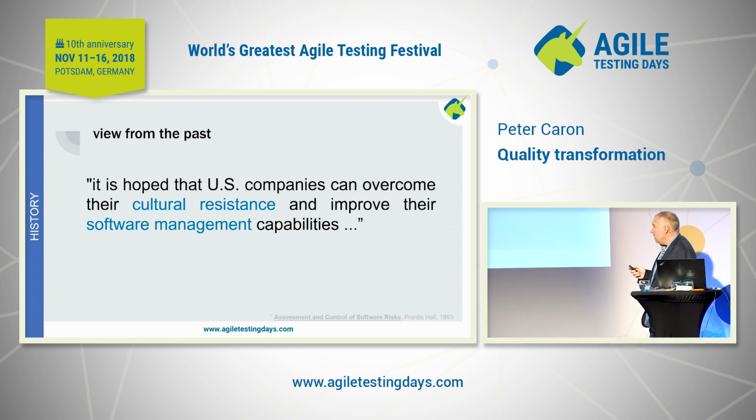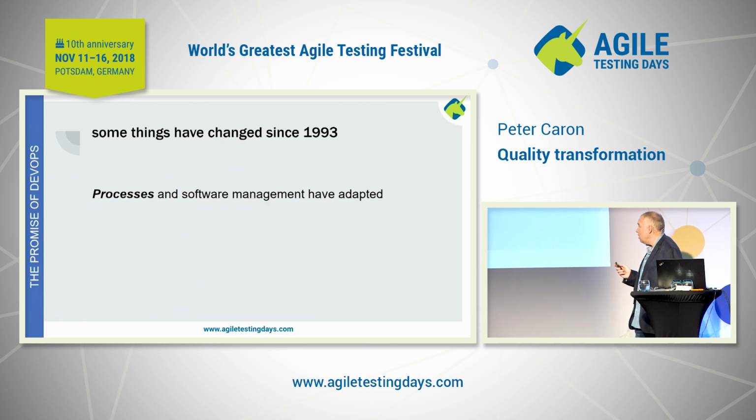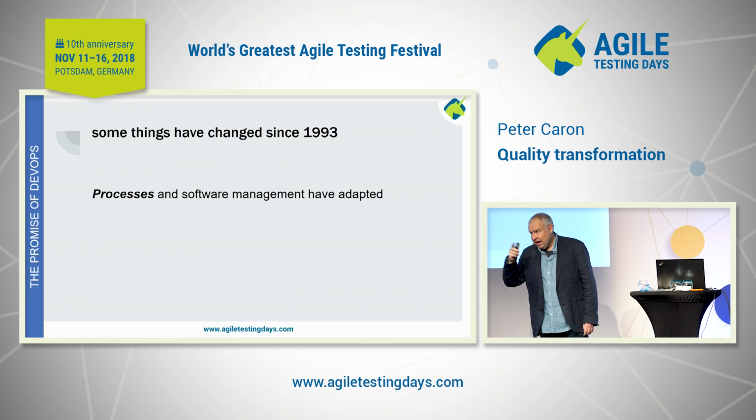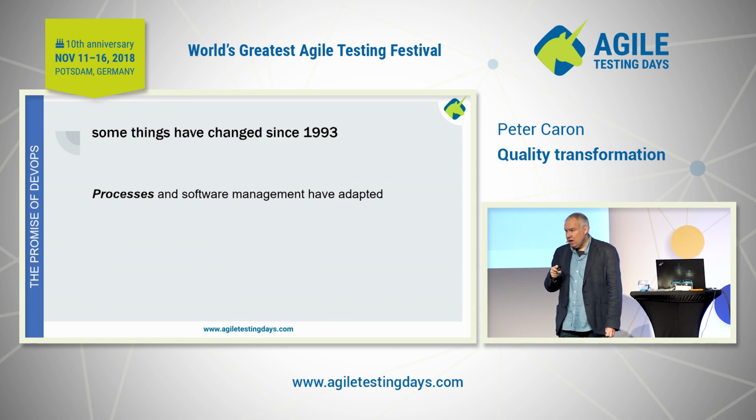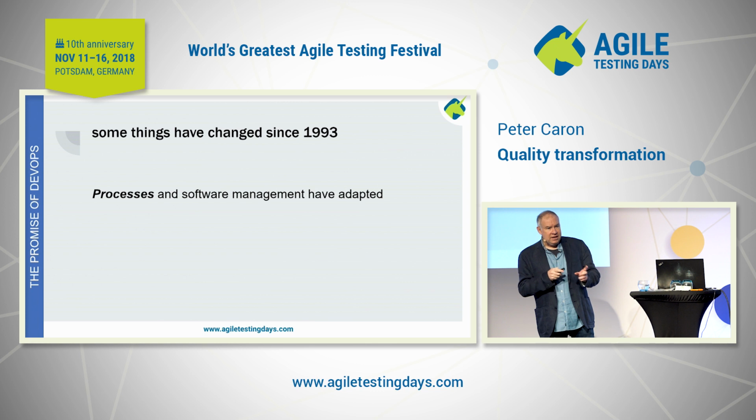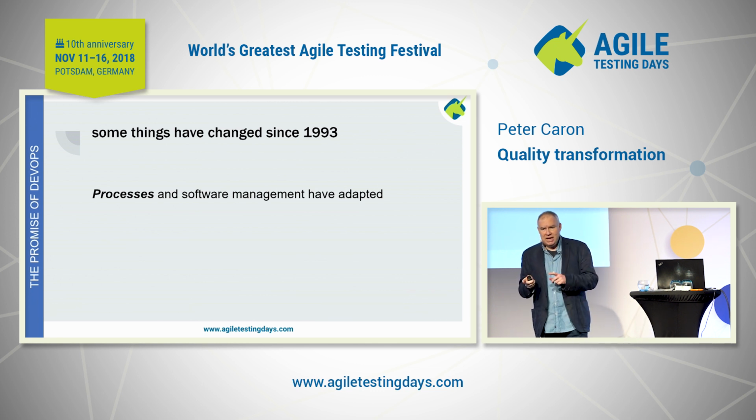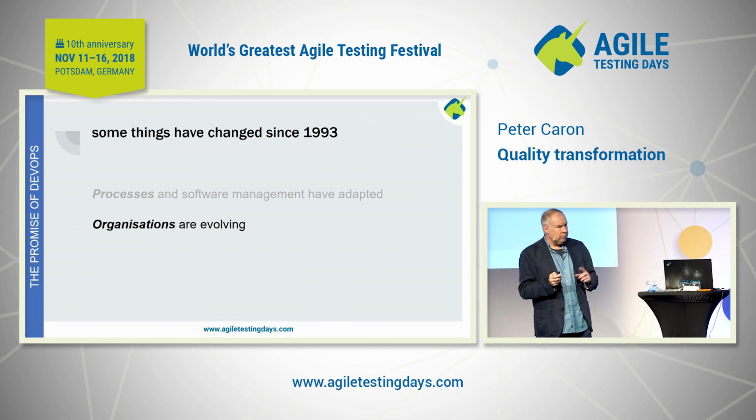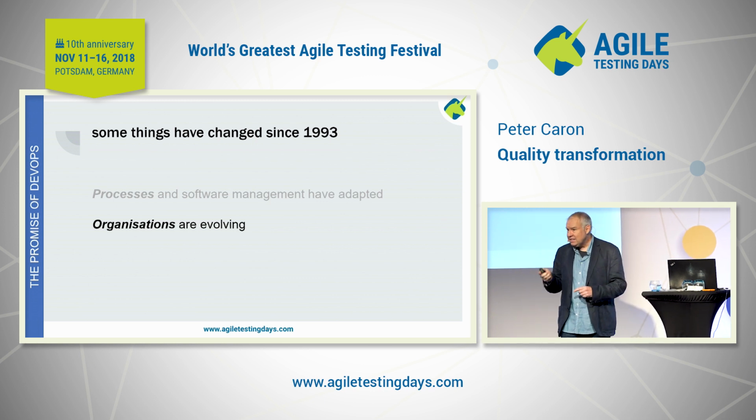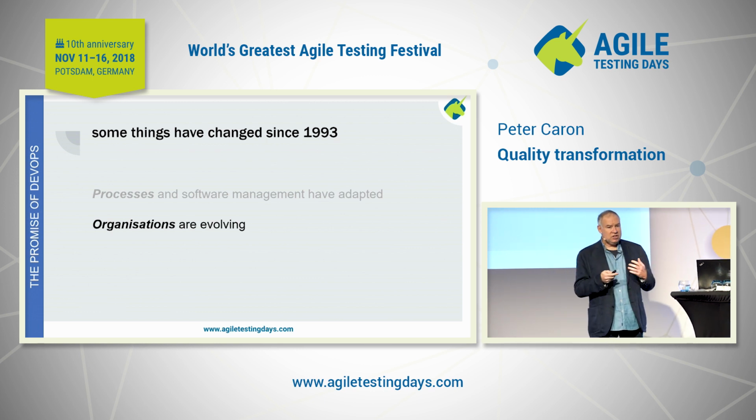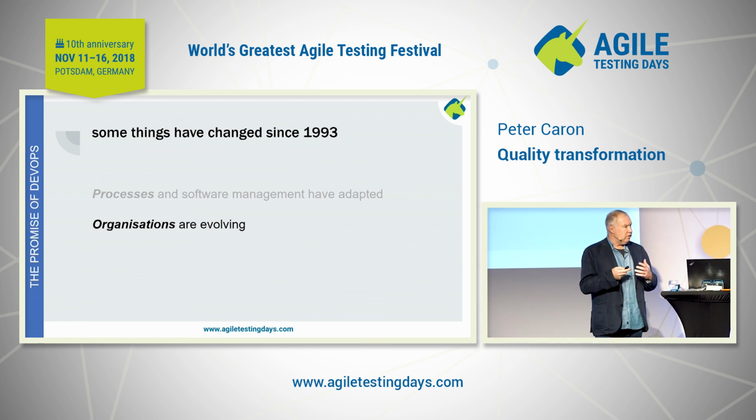We have recognized that processes in software management have adapted and have changed. It is actually happening in many companies. Not all companies in 1993 were aware of their problems or even trying to fix them. Many companies today are aware of the problems and trying to fix them. Organizations are evolving. We actually have organizations that are practicing things in a positive, proactive way.